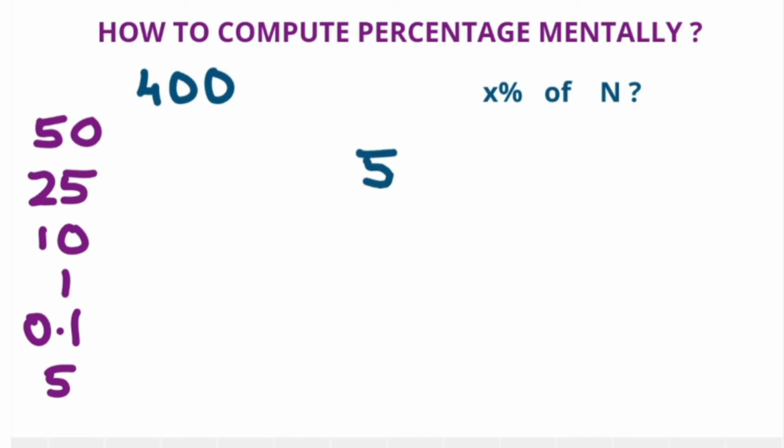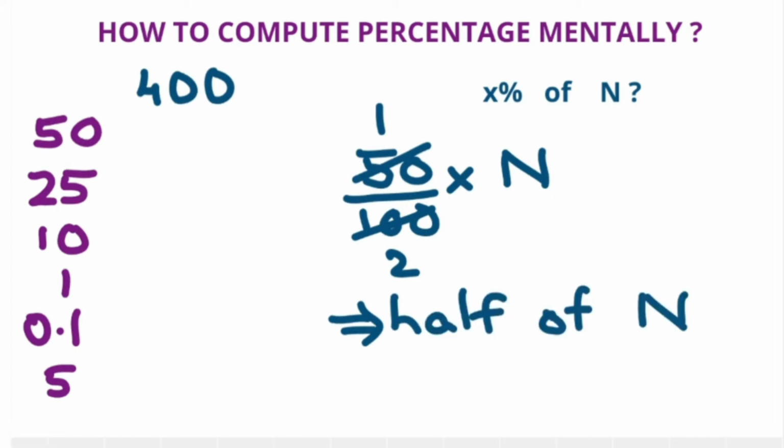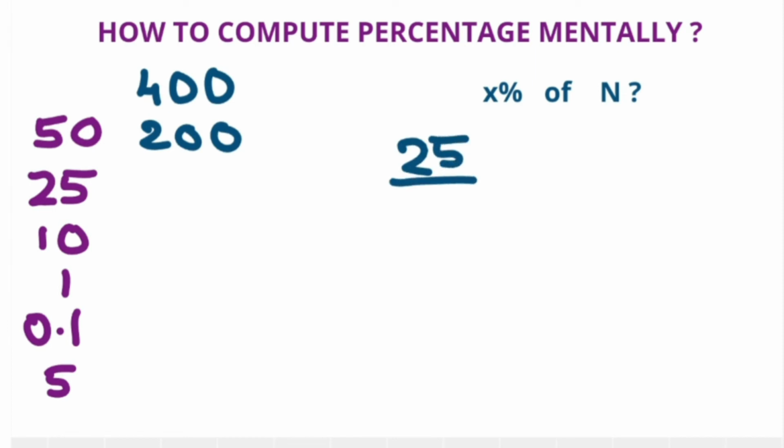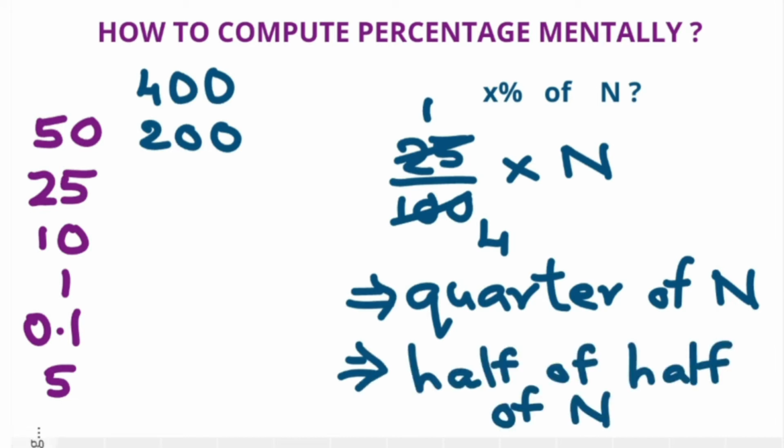To start with, 50% of n means 50 by 100 of n. On dividing numerator and denominator by 50, we get 1 by 2 of n, or simply put, half of n. So for n is equal to 400, half of n is 200. Let's move on to 25% of n, or 25 by 100 of n. Again, dividing numerator and denominator by 25, we get 1 by 4 of n, or a quarter of n. This is equal to half of half of n. So for n is equal to 400, half of it is 200. Again, half of 200 is 100.